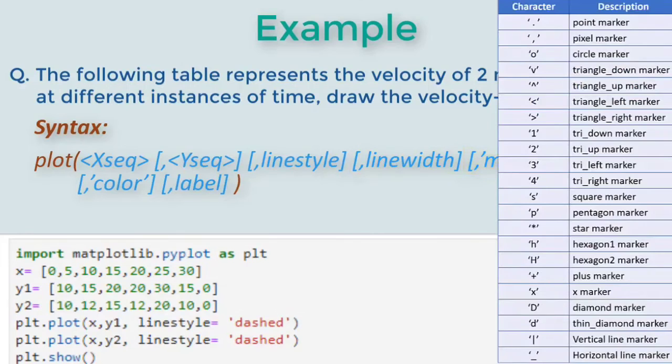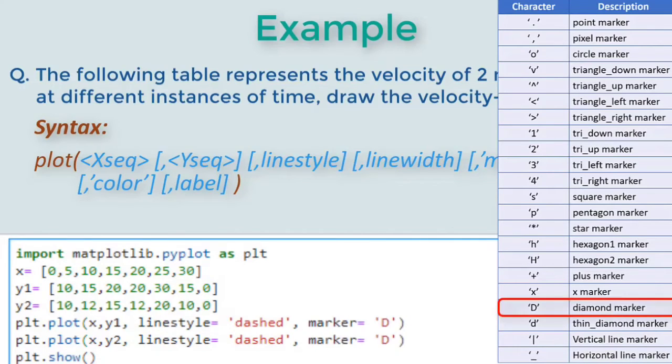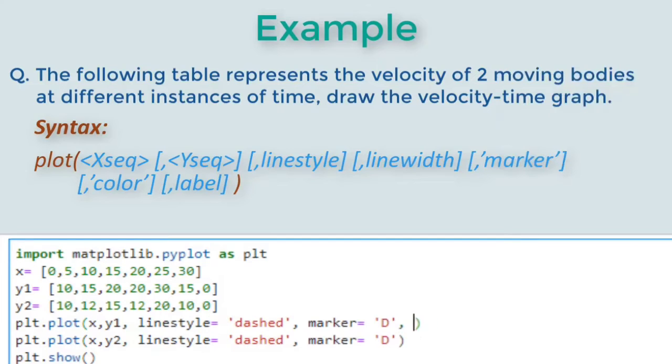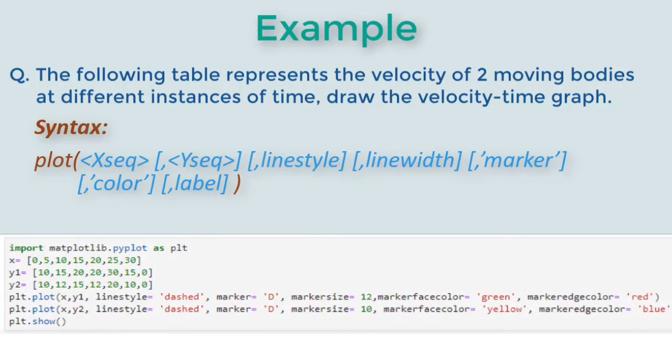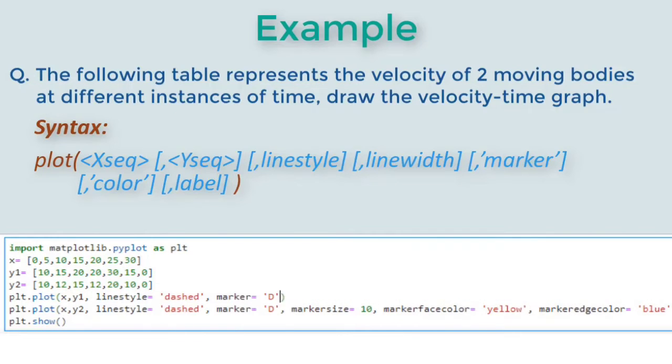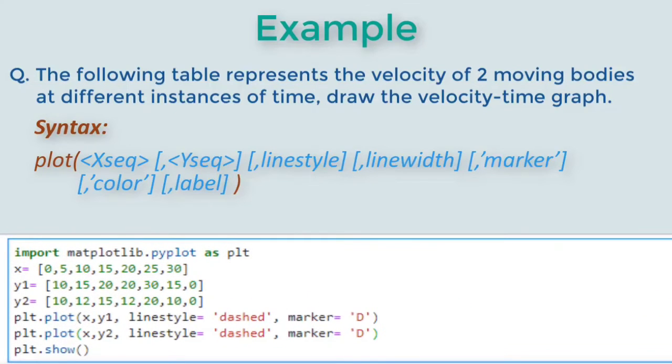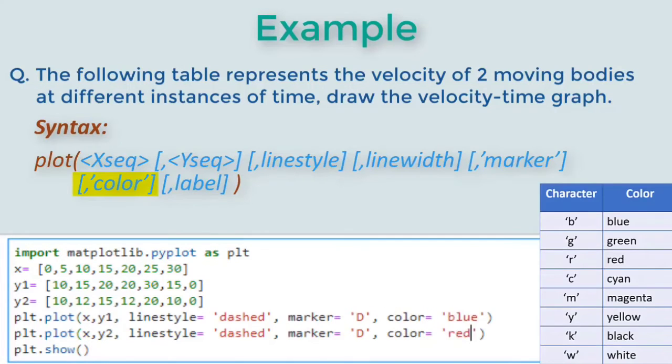Next is marker. Marker means what type of pointers you want in your line graph. These are the list of the pointers which are available in Python. Suppose in this example I am using marker equal to D. It means D is the diamond marker. I am using marker size 12, marker face color green, and marker edge color. Edge color is the boundary color. These are all the settings to customize the line chart.